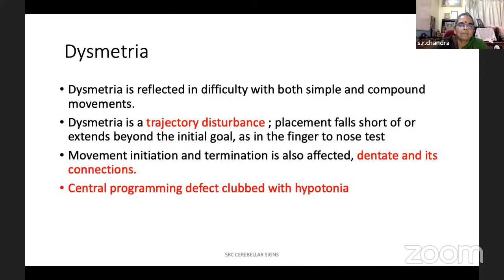Next is dysmetria. Dysmetria is reflected in difficulty with both simple and complex movements. So it's a trajectory disturbance. When you have to reach exactly the nose, it will either overshoot or undershoot. Dysenergia is a breaking down; dysmetria is, on reaching the target, a trajectory disturbance so that it overshoots or undershoots, falling short of or beyond the goal. Movement initiation and termination are also affected, and the pathology is in the dentate nucleus and its connections, resulting in a central programming defect clubbed with hypotonia.